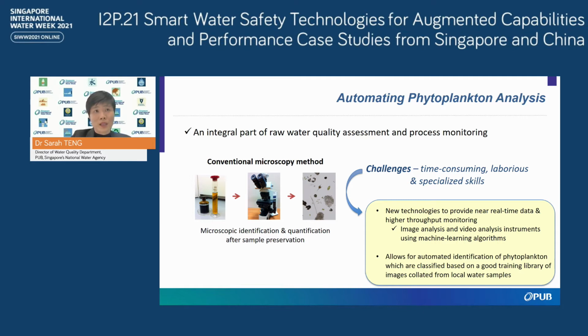So as part of the solutioning, PUB has started to explore two automated platforms that use either still image analysis or video analysis instruments. Machine learning is also incorporated in these systems, based on a library of images collected from our local marine and freshwater samples. Both platforms that I'm going to share briefly later are still work in progress, and are yet to be operationalized. I will introduce them briefly. Can I have the next slide?